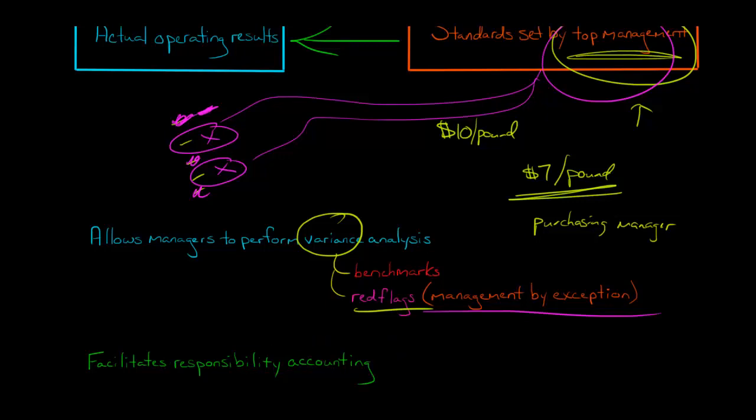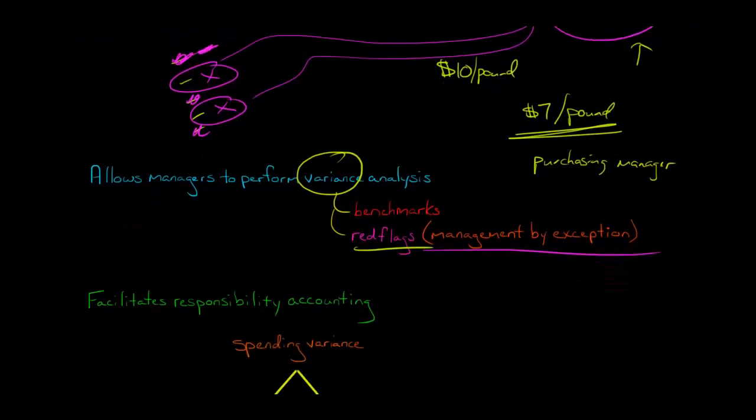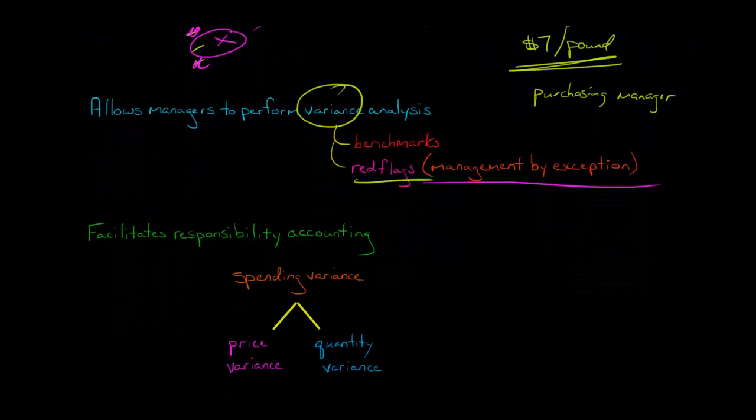So the idea behind responsibility accounting is that a manager should only be held responsible for the costs that they actually control. Okay, so let's think about supplies at a hospital. We could come up with a spending variance and say, okay, here's what our actual supplies expense was, and here's what it should have been per the standard. And we call that a spending variance.